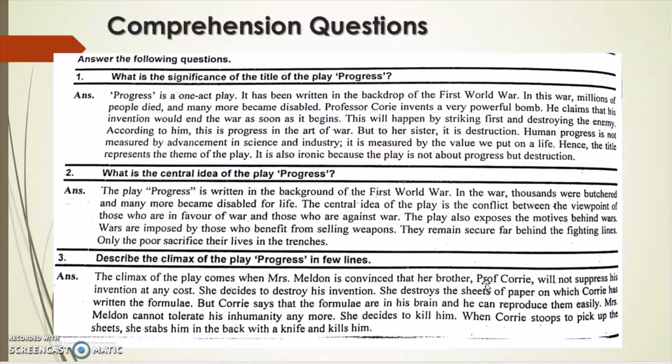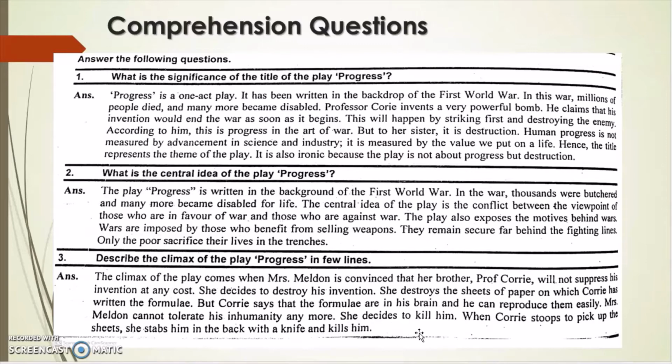Melton is convinced that her brother Professor Corey will not suppress his invention at any cost. She decides to destroy his invention. She destroys the sheet of paper on which Corey has written the formulae. But Corey says that the formulae are in his brain and he can reproduce them easily. Mrs. Melton cannot tolerate his inhumanity anymore. She decides to kill him.